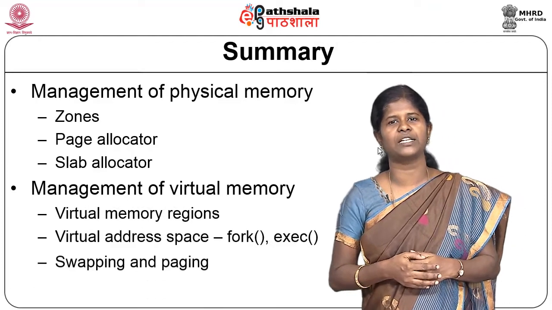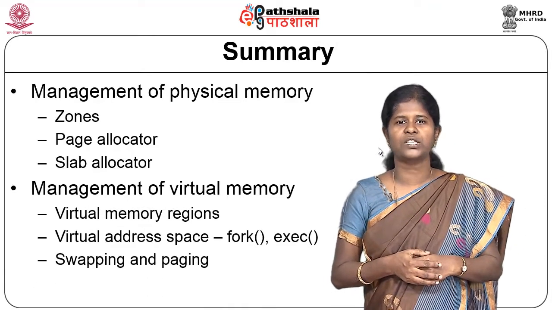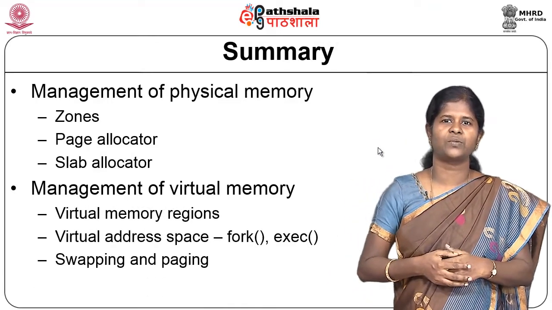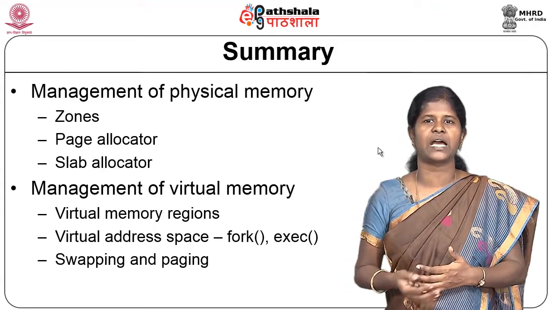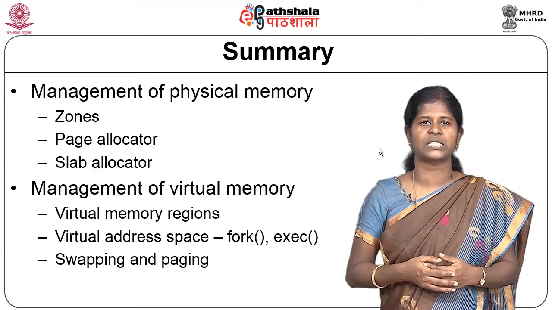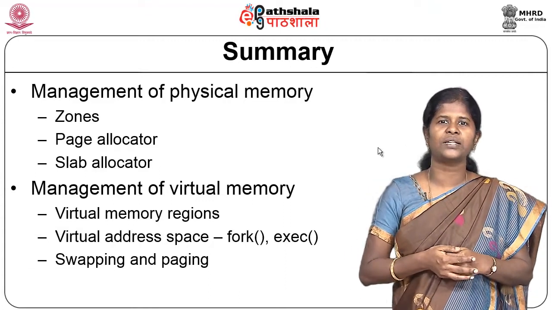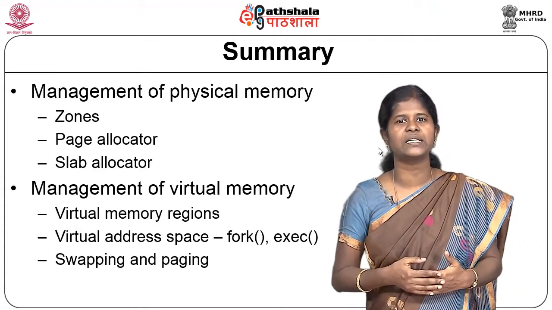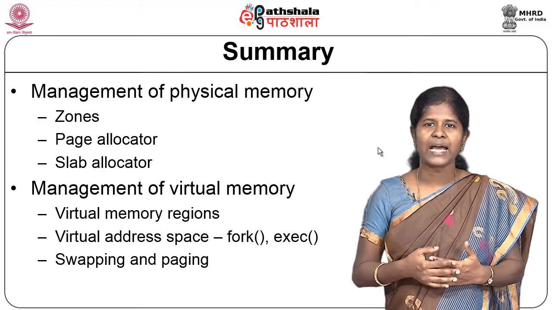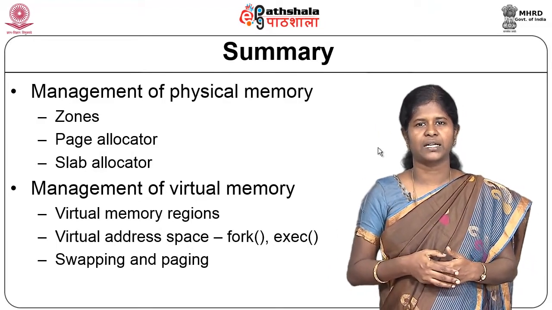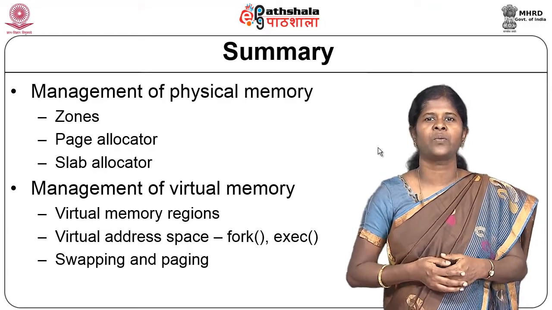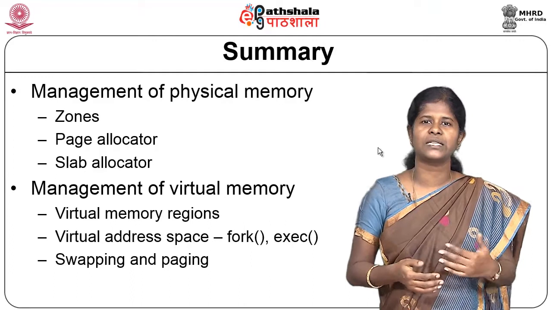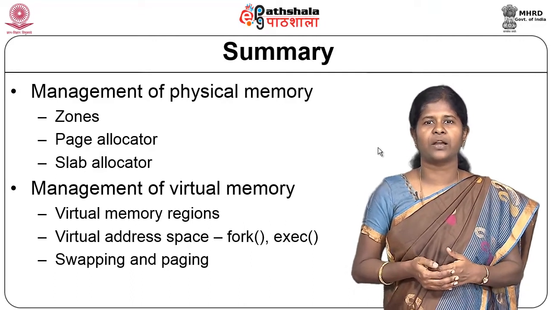And then we saw how memory management is done for virtual memory. We saw that virtual memory is divided into different regions like the text, data and stack. You can have a demand 0 region, and so on. And then we saw that a new virtual address space is allocated during a fork as well as during an exec. And then we saw details related to swapping and paging. When pages are swapped out, the policy that has been used for swapping out or paging out pages.